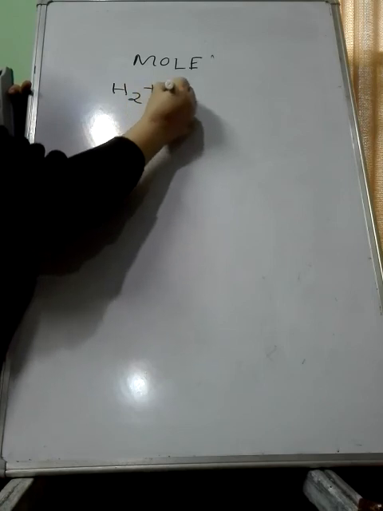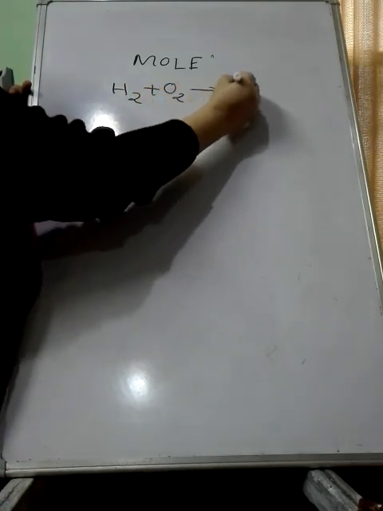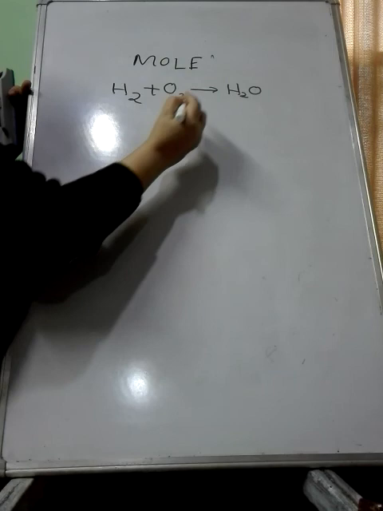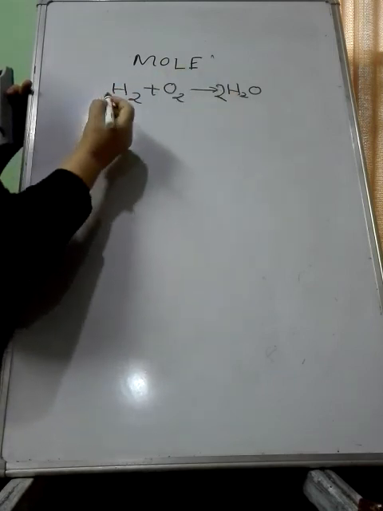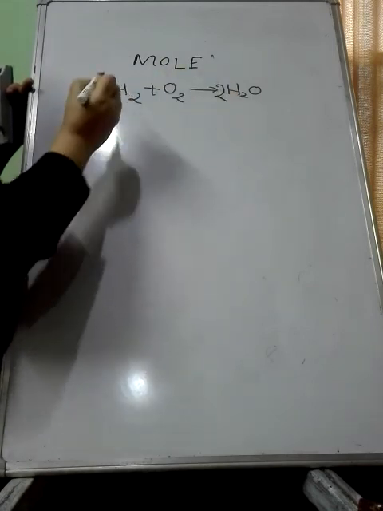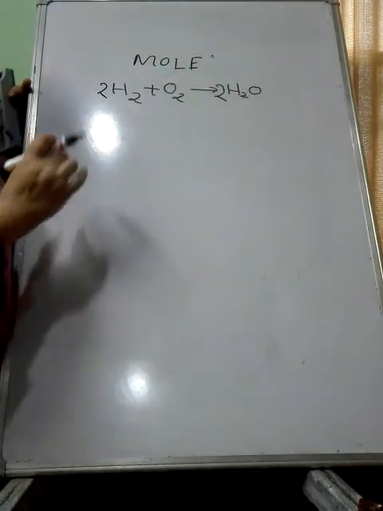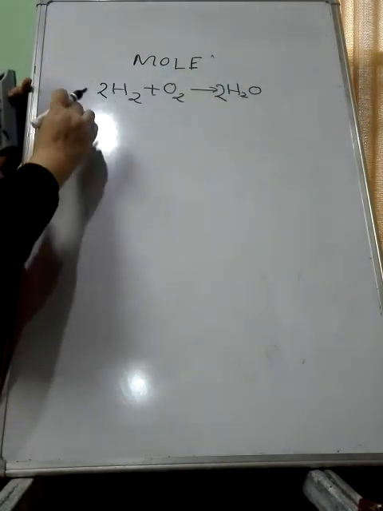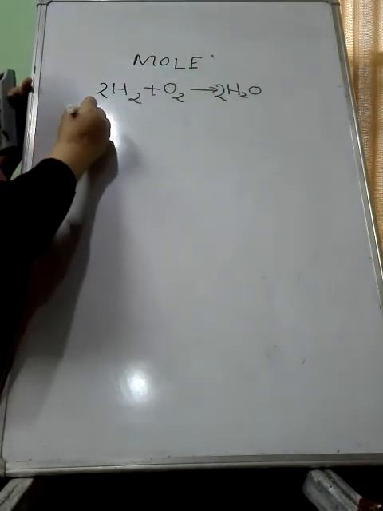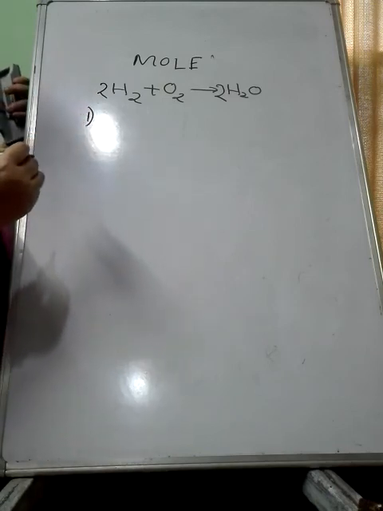Hydrogen combines with oxygen to form water. If I balance this reaction, I give a coefficient before this and a coefficient before this. So this is the reaction of formation of the water molecule. Now this reaction, or this equation, can be expressed in two ways.